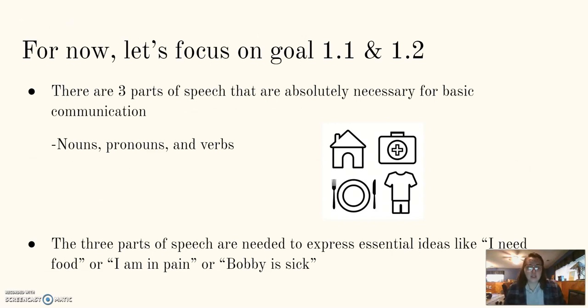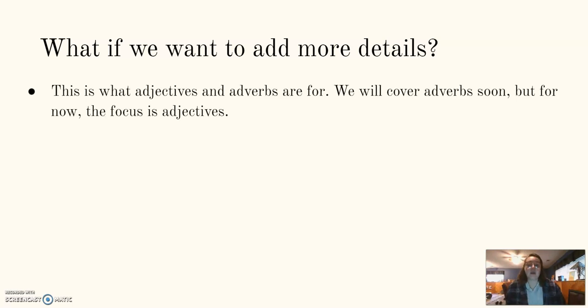So if we back it up to quarters 1 and 2, and then quarter 3 with me, you talked about nouns, pronouns, and verbs in those quarters. Those are considered the very necessary parts of speech that are absolutely needed for basic communication, right? So if I am communicating basic thoughts like I need food, I am in pain, Bobby is sick, I need water, all these things that you absolutely would have to say, you really only need nouns and verbs. When it gets fancy is when we want to add more details.